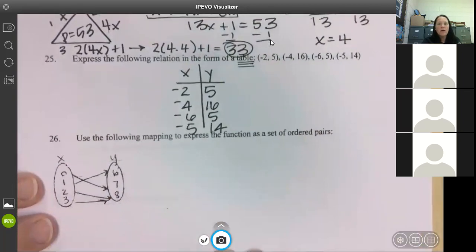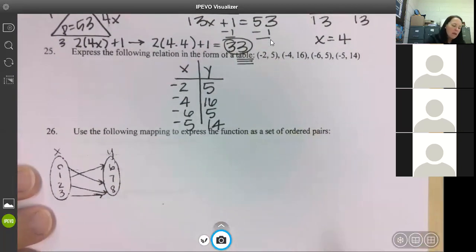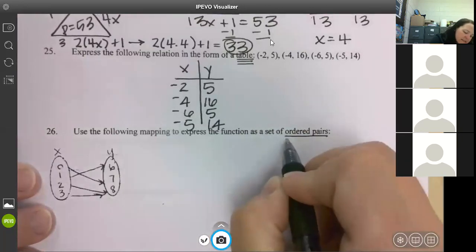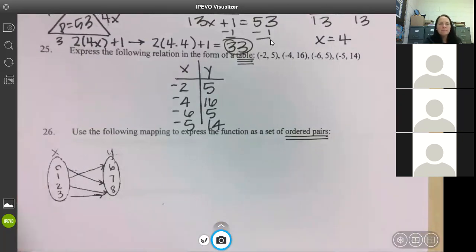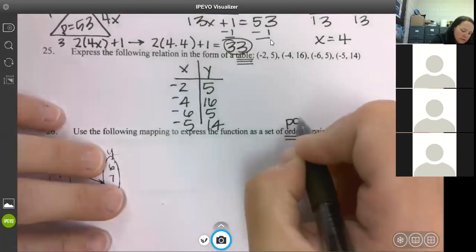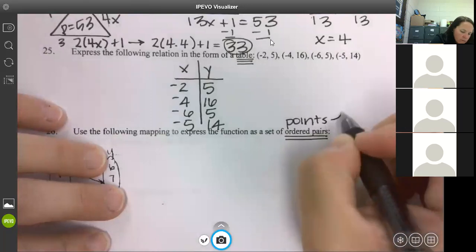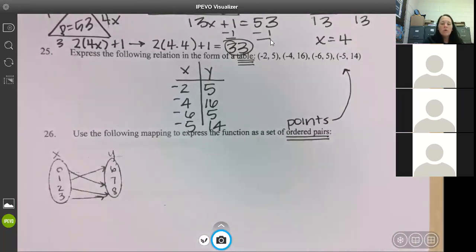Your test is going to be the same way. What does ordered pairs mean? It says list these as a set of ordered pairs. What are ordered pairs? You guys don't know what ordered pairs are? Their coordinates. Yeah, they're just points. Points are coordinates. So those are all ordered pairs.